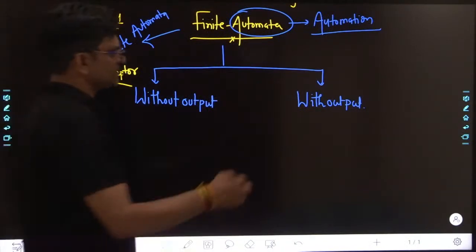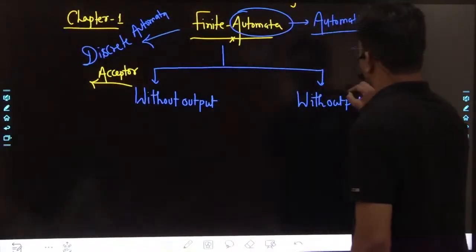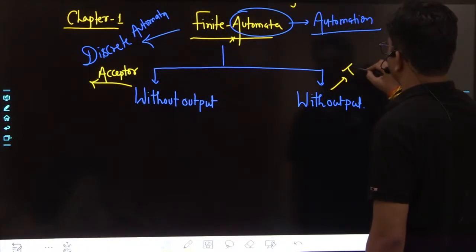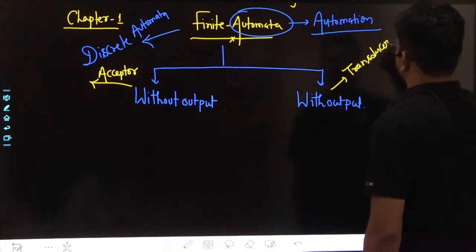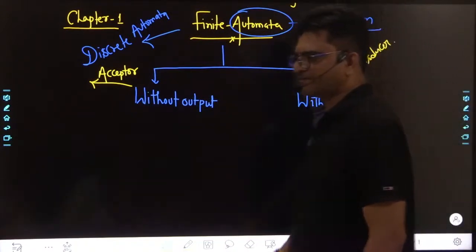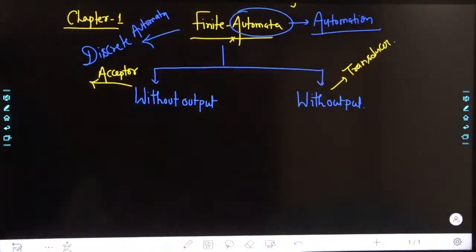And what is with output? These are known as transducers. We give some input and they produce some output. That's why it is known as with output.